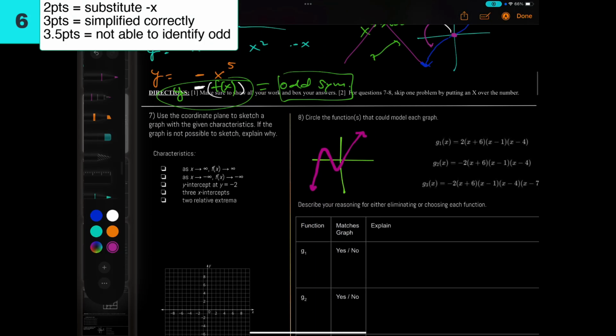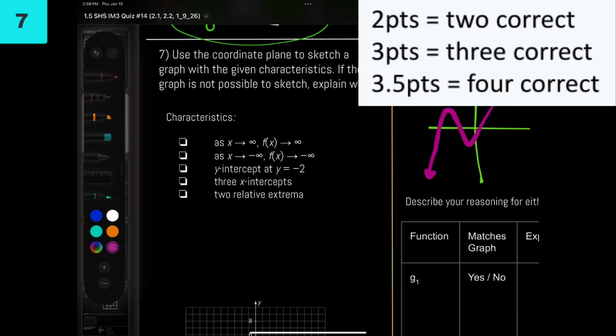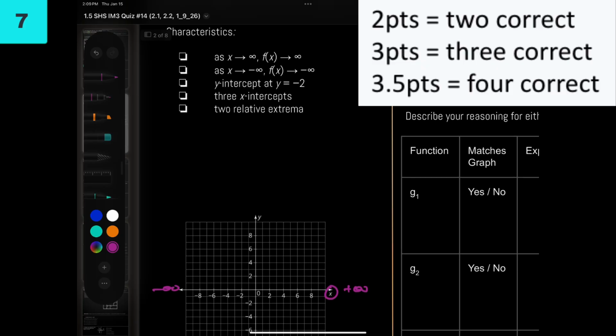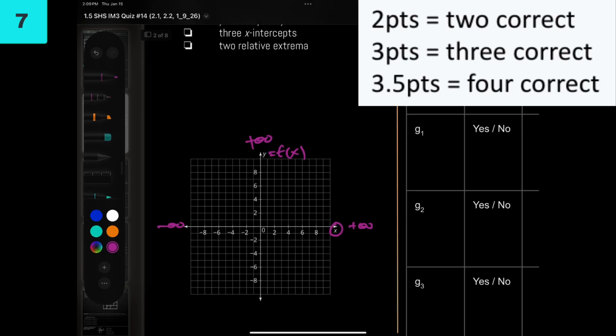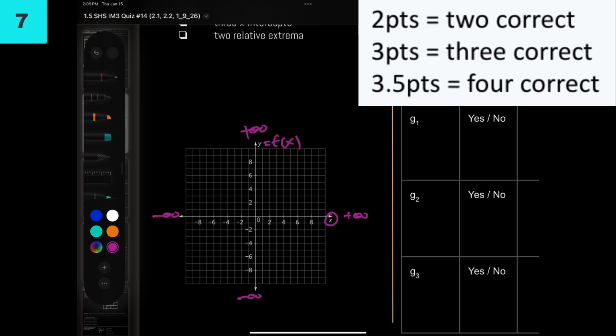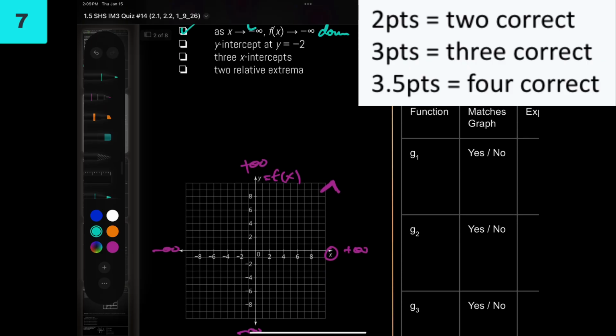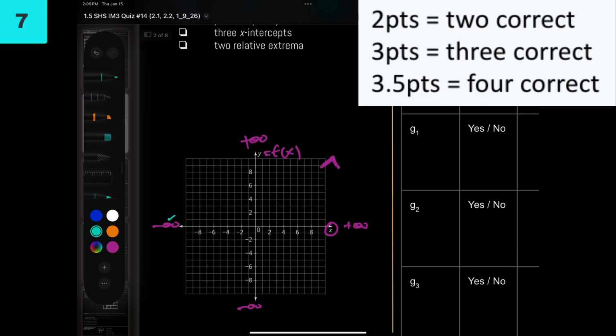Okay, down here, if you chose number 7, use the coordinate plane to sketch the graph. There's 5 characteristics. The first one says as x values go to positive infinity, so as you go towards the right, f of x is going to positive infinity. So you're going there, that is called up. So as I go to the right, that's up. My second one is as I go towards the left, x values negative infinity, then it goes down to negative infinity. So it's going this way.